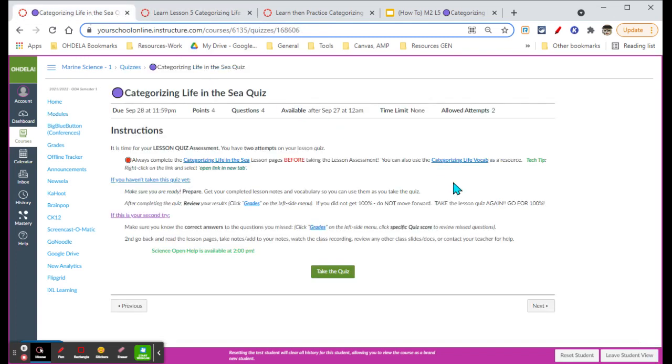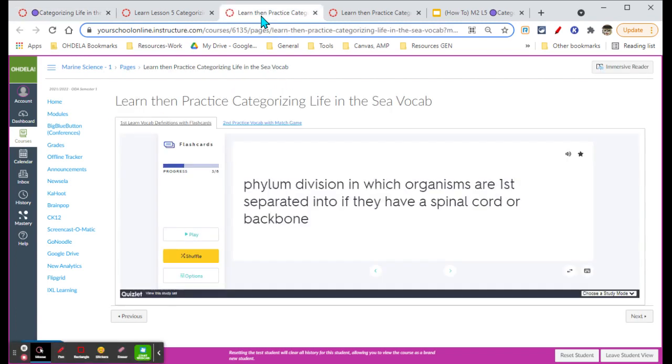You can also click on the Categorizing Life vocab if there's a link available. And using the right click with your mouse and selecting Open Link in New Tab always ensures that this page you're currently on doesn't close and that it opens in a new tab. So I can also use this as a reference or resource while I am completing the quiz.